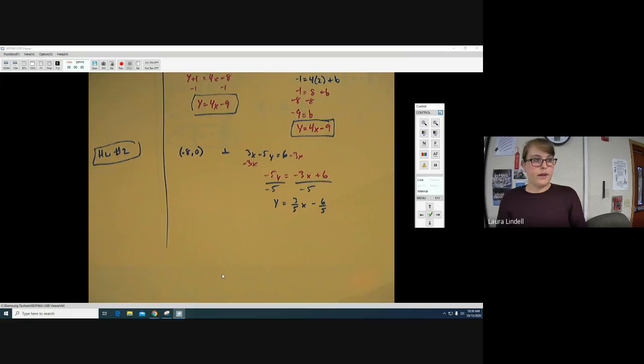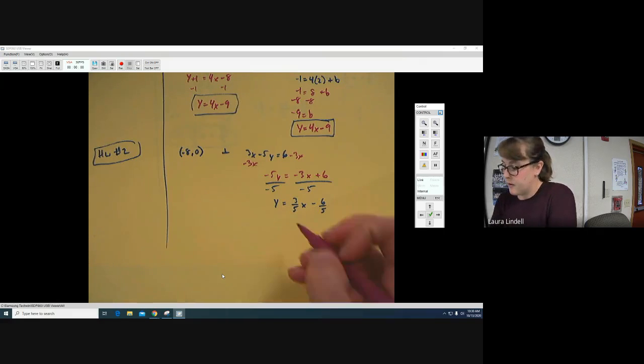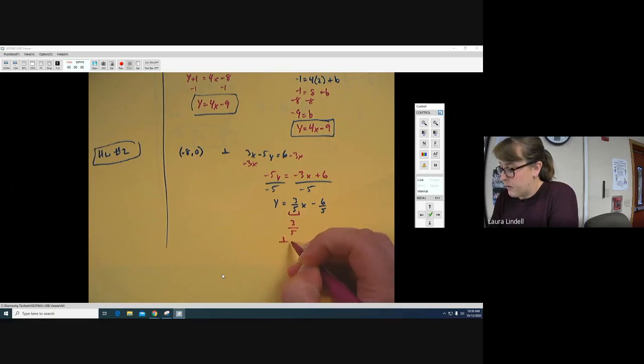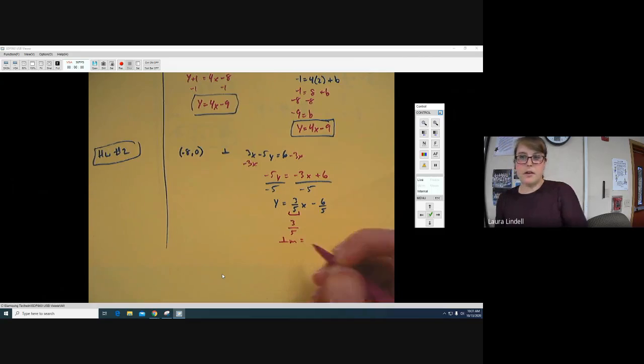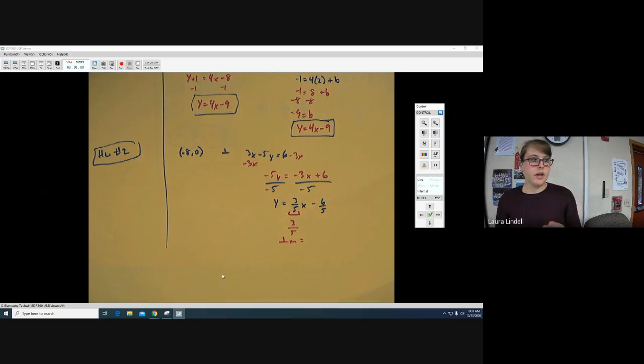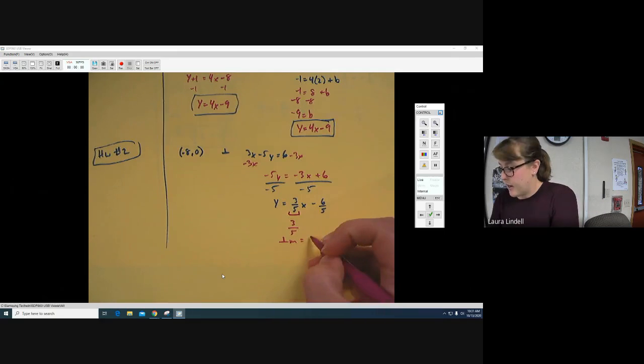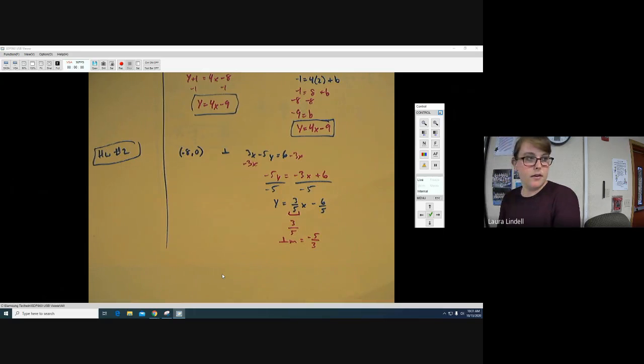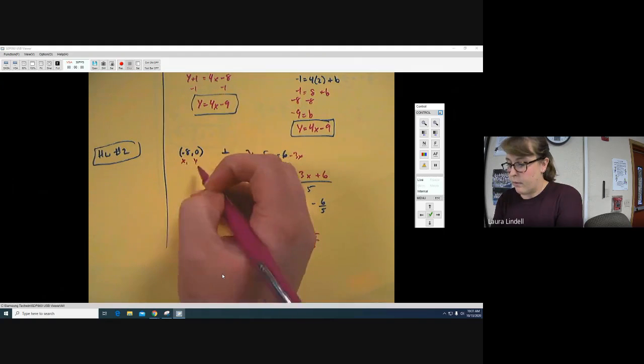So then the number that we care about from this one is the slope. So the slope here is 3/5. We want to make a perpendicular slope. So we flip the fraction and change the sign to get -5/3. And then this is our x1, y1.